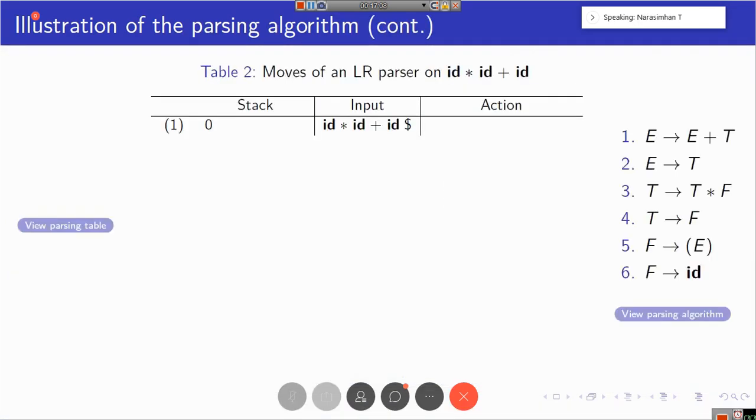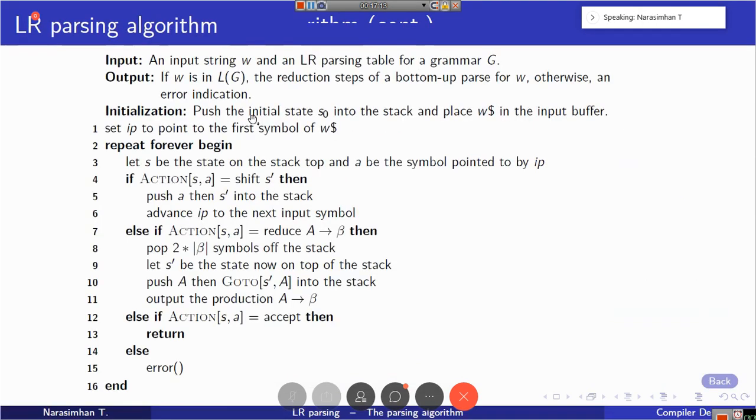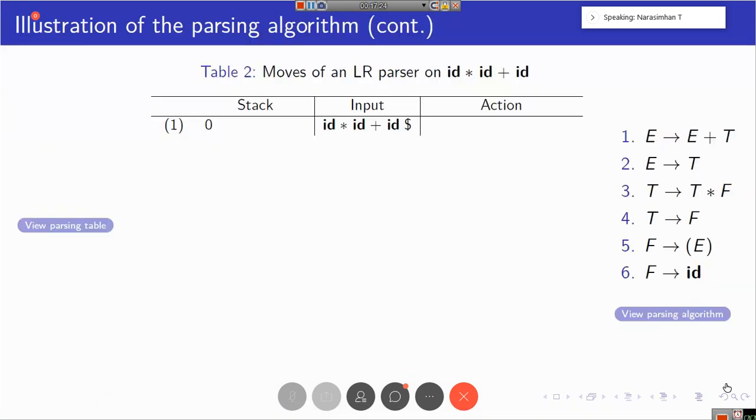So, what was the initialization phase of the algorithm? You push the initial state S0 into the stack and place $W in the input buffer, right? So here the initial state is state 0. You push that into the stack. Actually, you have state 0 in the stack, and the input string is ID star ID plus ID. You append with a dollar. That appended input is placed in the input buffer. This is the initial configuration. You have the initial state in the stack. You have the appended input.